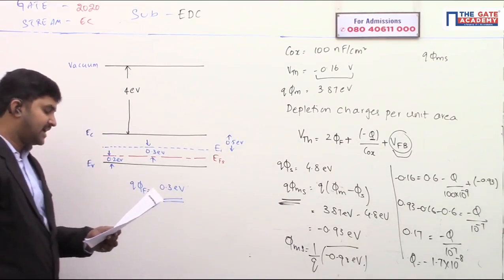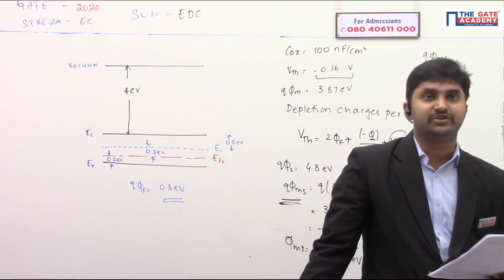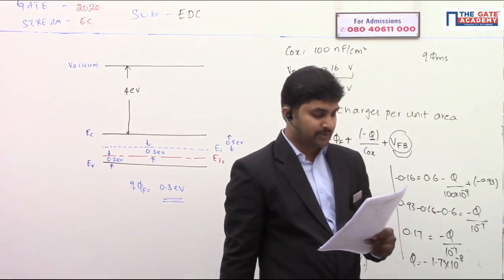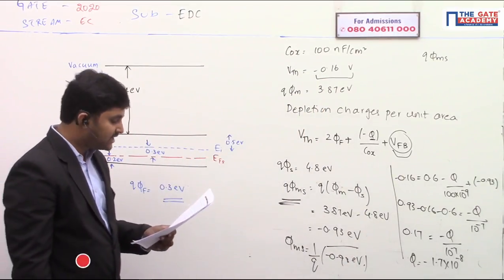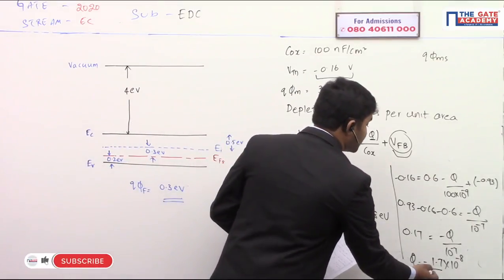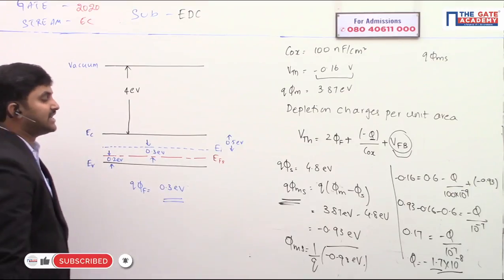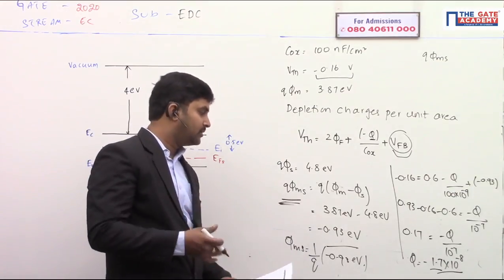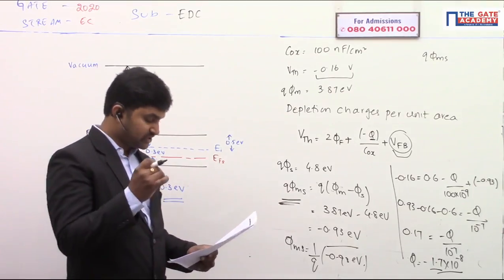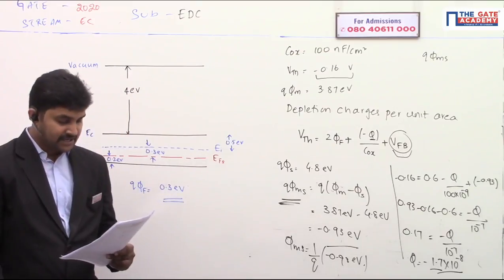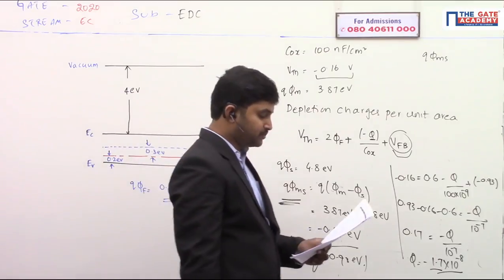The options are given as: option A, 0.52 into 10 power minus 8. Option B is 0.93 into 10 power minus 8. Option C is 1.7 into 10 power minus 8. And option D is 1.41 into 10 power minus 8. So the answer has to be 1.7 into 10 power minus 8, because the magnitude is asked. We should ignore the sign, because the magnitude has been asked in the question. So it is 1.7 into 10 power minus 8 coulomb per centimeter square, which is the answer for this question. Option C is the correct answer.